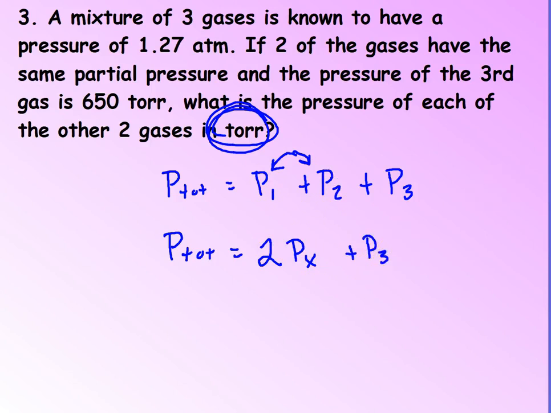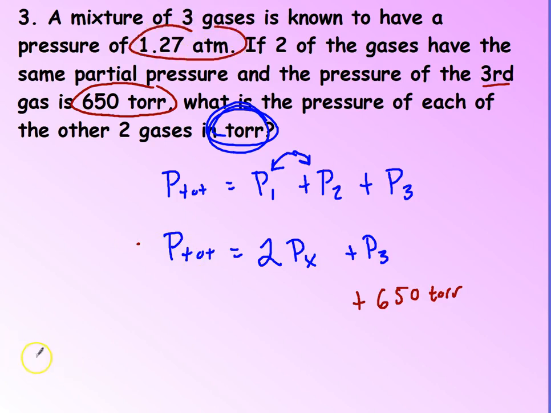Pressure 3 is already in torr. It says it right here, 650 torr is for the third one, so I'm going to plug it in. The total pressure over here, though, is not in torr, it's in atm, so I have to convert it. So 1.27 atm, I'm going to convert it to torr.